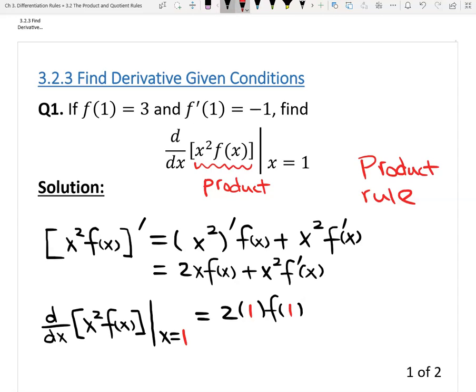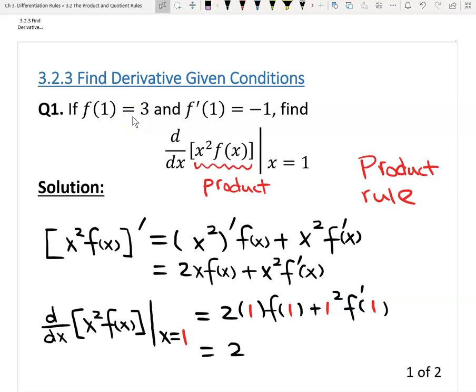Okay, and then we just plug 1 into the derivative function. So that's 1 squared, and then times the derivative at 1. All we need to do is evaluate. I think you know how to evaluate, right? Now, 2 times 1 is 2. f(1) is 3. That's the given condition.